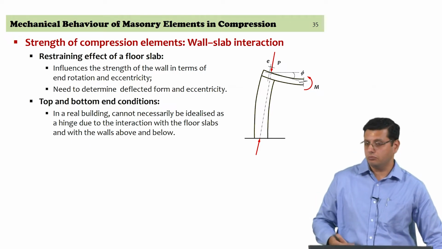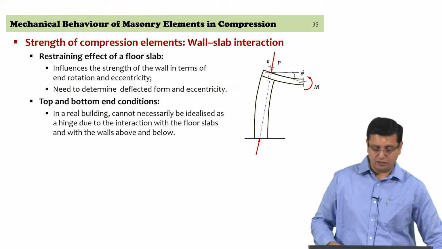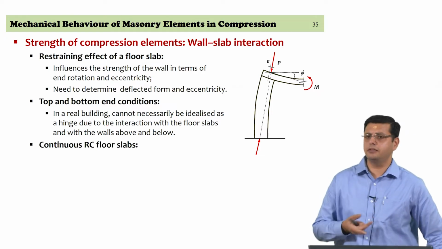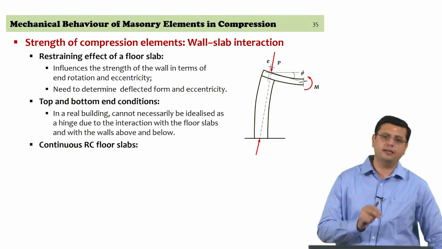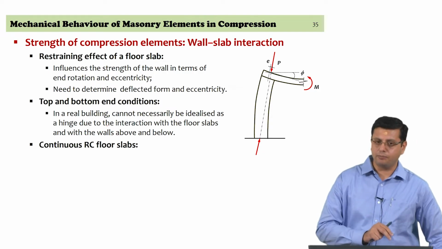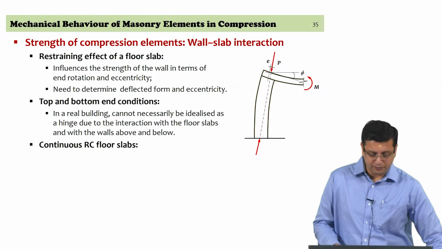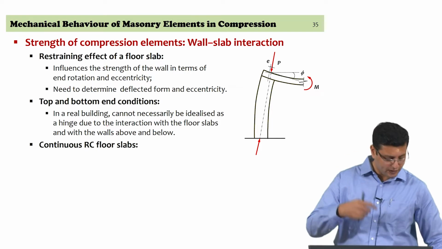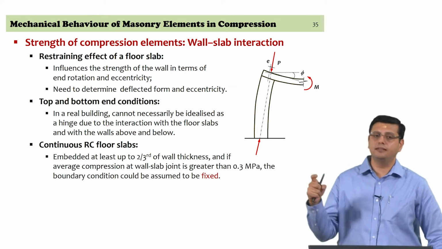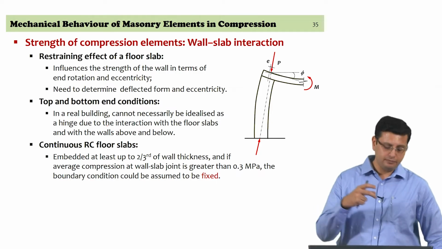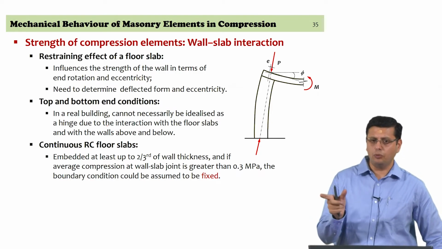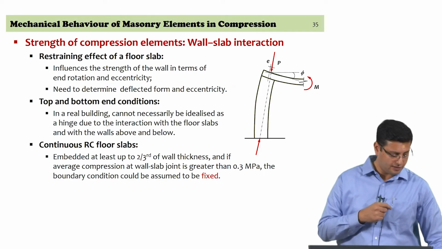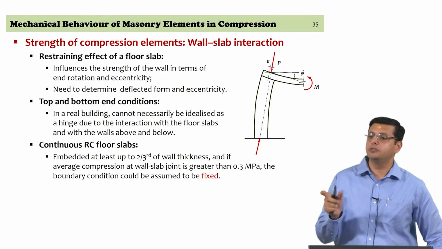Now, this could be a situation that has not occurred, so your top and bottom boundary conditions could be different itself. So, let us examine a few cases where you might want to make assumptions that are as appropriate as possible with respect to physical reality. If you were to consider a continuous reinforced concrete slab as the floor slab or the roof slab, and let us assume that this reinforced concrete slab is embedded into the wall thickness. If wall thickness is T, then we are assuming that the slab itself is embedded at least up to 2/3 of the wall thickness.